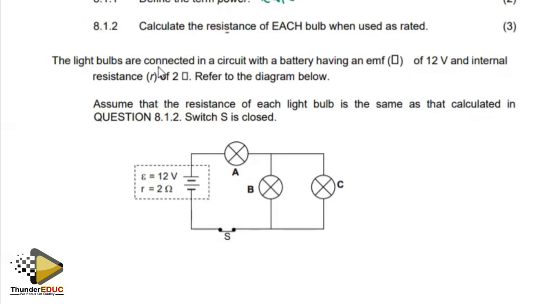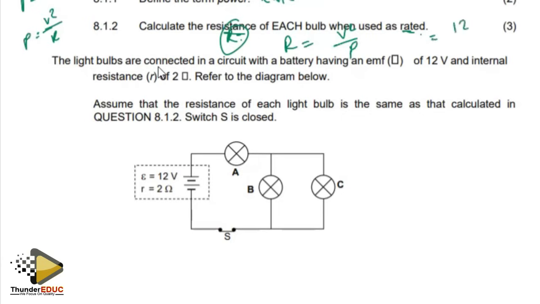Then 8.1.2, calculate the resistance of each bulb when used as rated. So we have the power, we have the voltage. What do they want? The resistance R. So we need to look for a formula of power that has resistance involved. If I have P is equal to IV, but I know that V is IR, let me make I the subject, which means it's V over R. So P is V squared over R, which means my resistance is going to be V squared over the power.